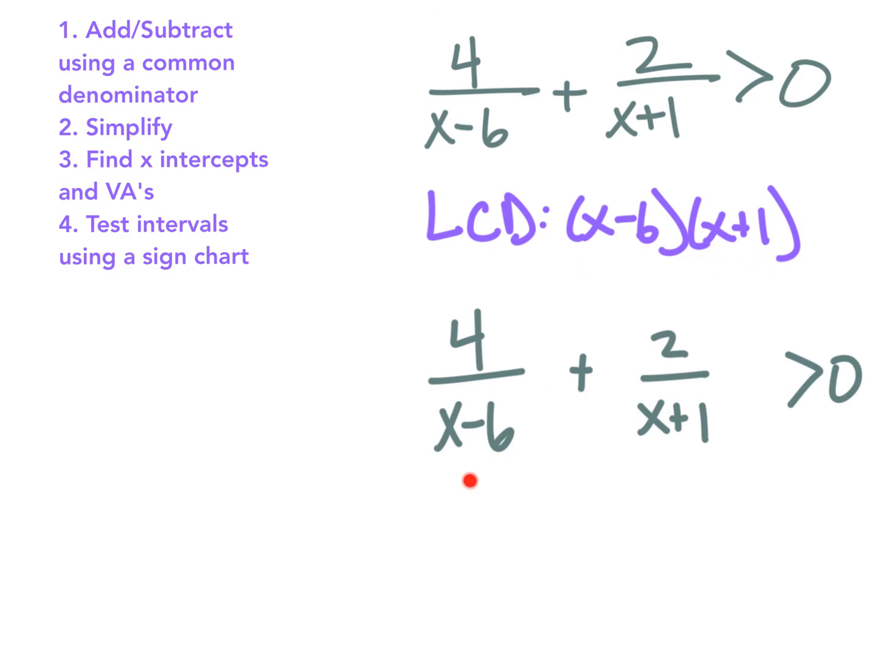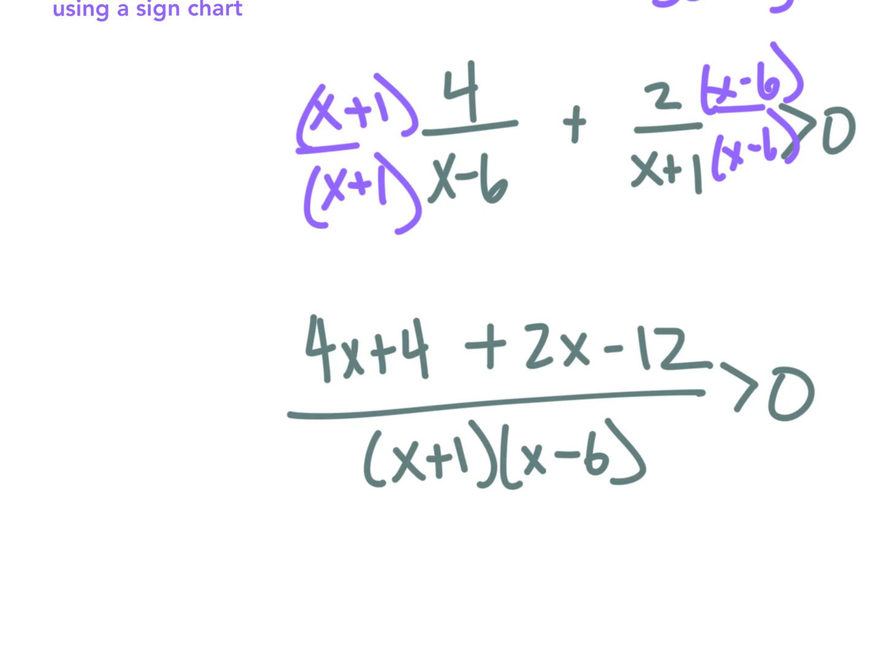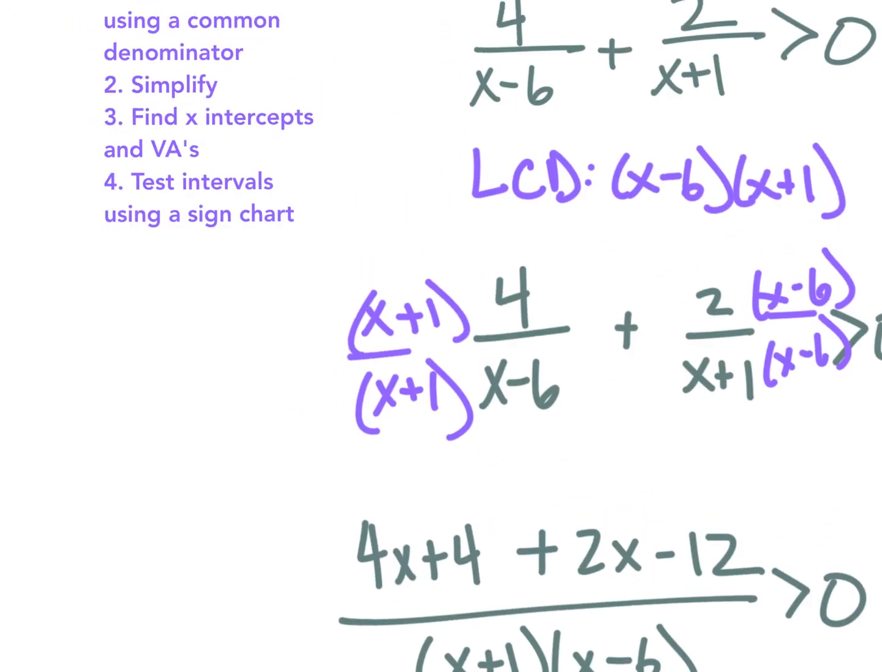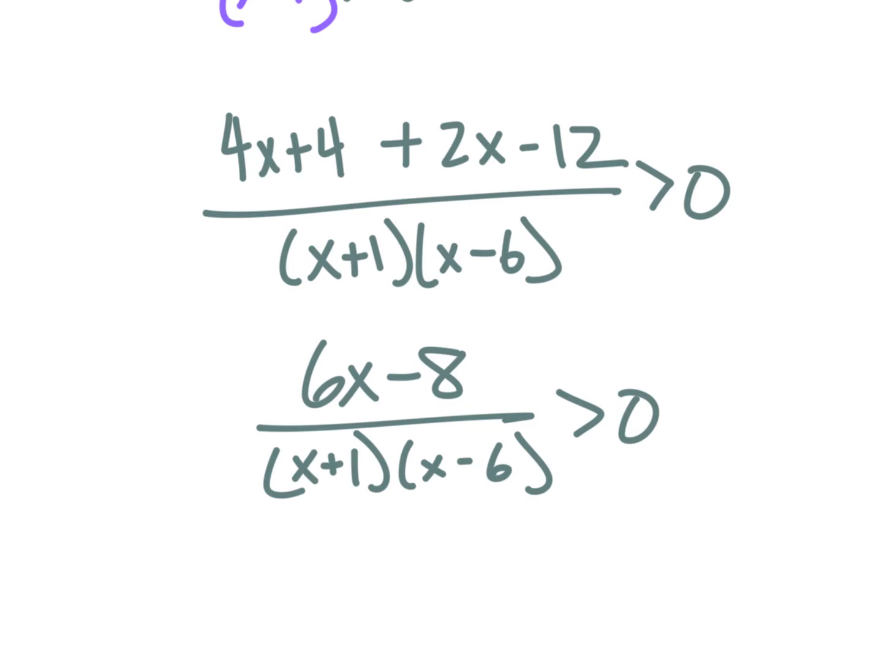Well, what is the 4 over x minus 6 missing? An x plus 1. So I multiply the numerator and the denominator by x plus 1. And similarly, I'll multiply the numerator and denominator over here by x minus 6. You see, we're not really changing anything because x plus 1 over x plus 1 is just 1. Same thing here. All right, so after distributing the 4 and the 2, we have 4x plus 4 plus 2x minus 12 is greater than 0. Remember, the next step was to simplify. And this simplifies to 6x minus 8 over x plus 1 times x minus 6 is all greater than 0.